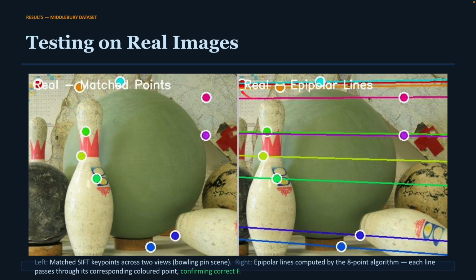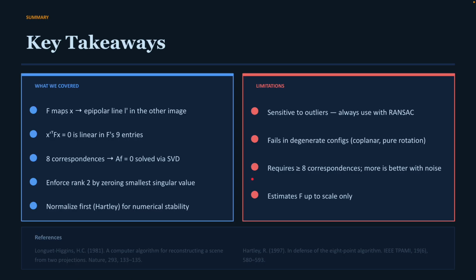Now on real images. These are from the Middlebury stereo datasets, two views of a bowling pin scene. I used SIFT to find matches, then ran the 8-point algorithm through OpenCV. Again, the colored dots in image 2 sit right on their matching epipolar lines. Notice the lines are nearly horizontal. That's because this is a stereo pair with a mostly horizontal camera shift, which is exactly what you'd expect. This confirms the algorithm works on real-world images with real feature matches.